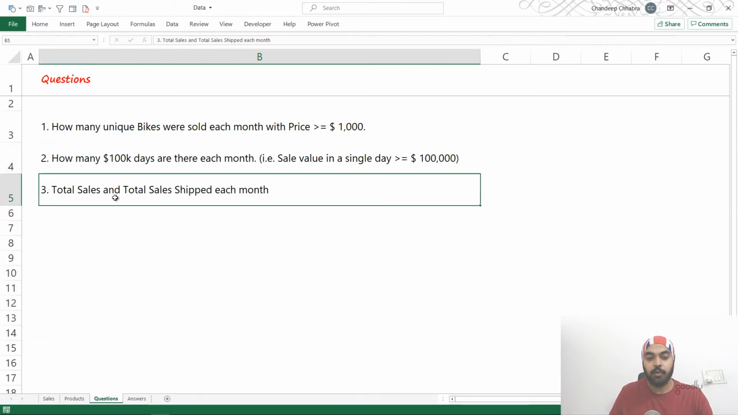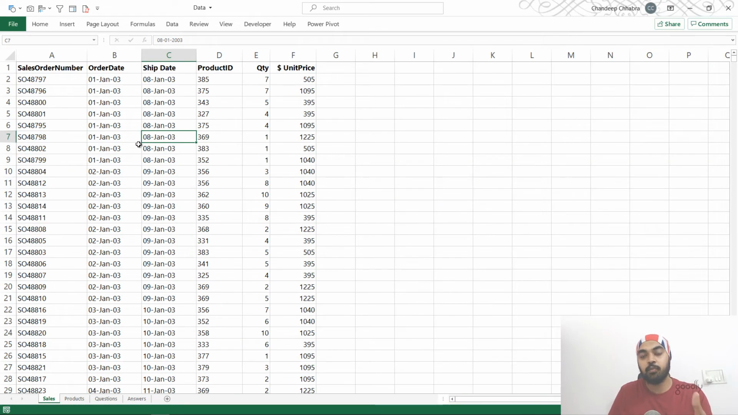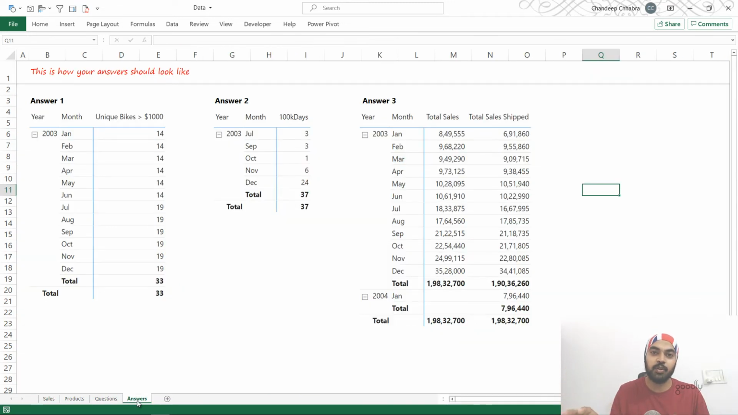And the last one. We have to find total sales and total shipped sales every single month. So in the sales table, you have to find out what is the sales order that all the customers are placing every single month and how much sales you are shipping every single month, right? That's pretty straightforward. And to help you validate your answers, I also have prepared an answer sheet, and this is how your answers should look. So once you calculate all the answers using Excel formulas or pivot tables or whatever, you can come back here to the answer sheet and take a look, are your answers right or not? But these are just pictures, so you have to actually calculate these answers on your own.